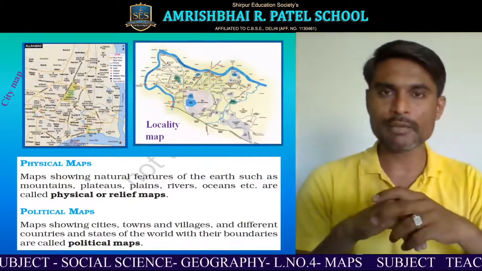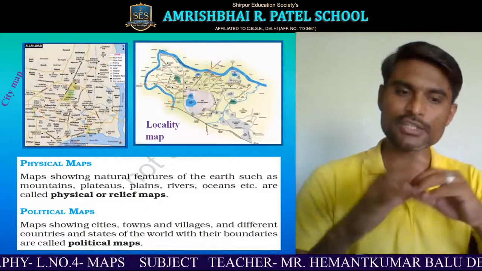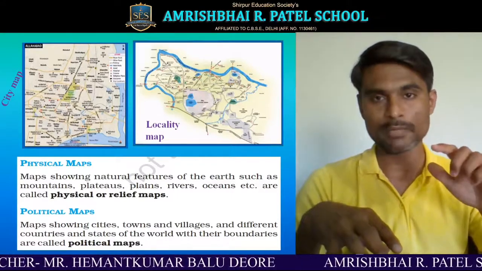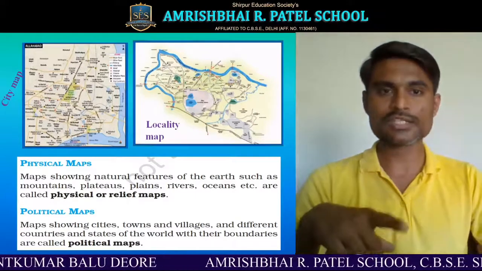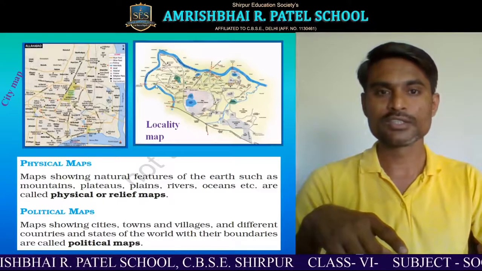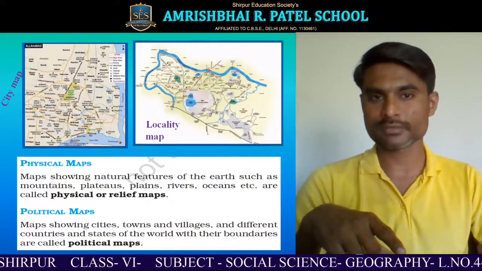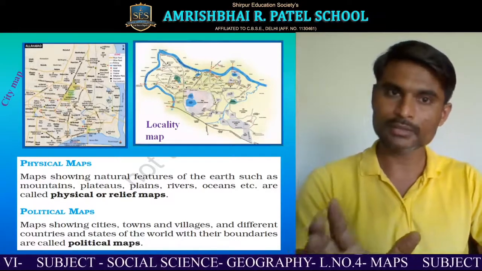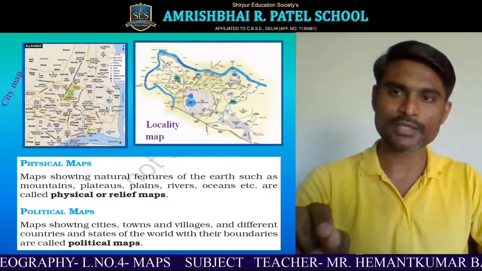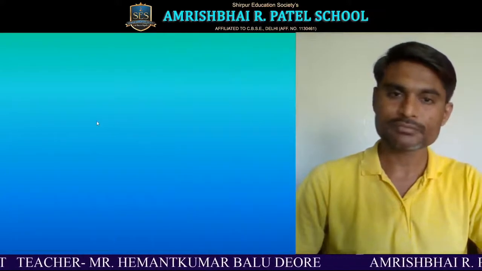Next comes the political map. A political map shows cities, towns, villages and different countries or states of the world with their boundaries. You can see in this locality map, this is a locality, say Shastri Nagar. These are the boundaries of Shastri Nagar, so the locality map means Shastri Nagar is limited to these boundaries. And this is a complete city map of, for example, Allahabad. Here the things are located in this way.